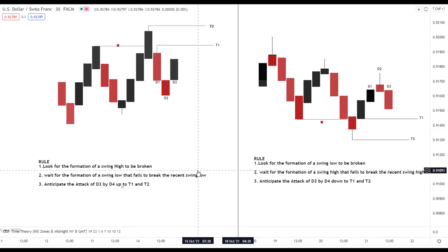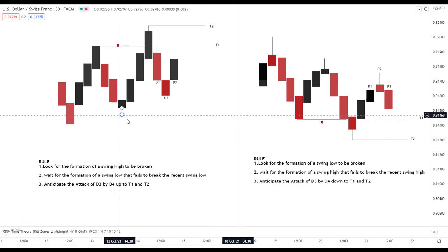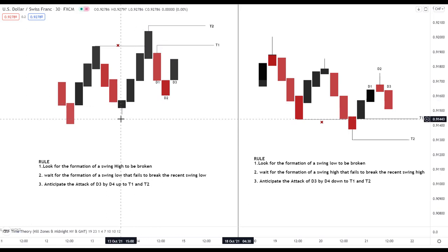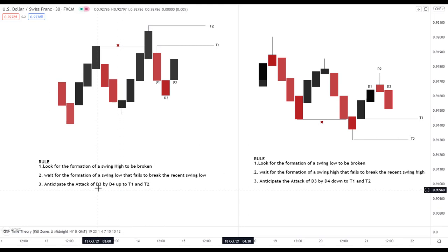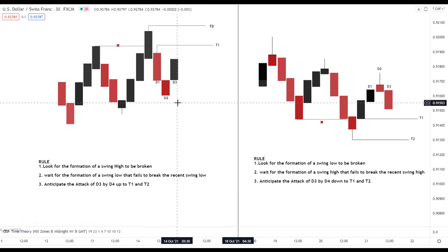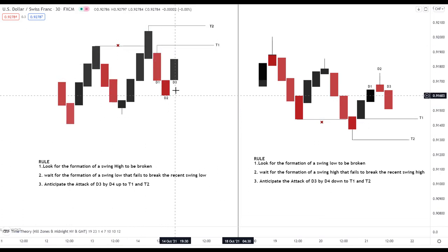Now, the second rule is we want to wait for the formation of a swing low, but that swing low should fail to break the previous swing low. So we had a swing low, but it failed to break this swing low. Now, we anticipate the attack of D3 by D4, and I'm going to get to that, up to T1 and T2. On the daily time frame, once we have found that the recent low failed to break the previous low, we've seen higher lows, we've seen higher highs. What would we expect? We would expect the trend to continue.